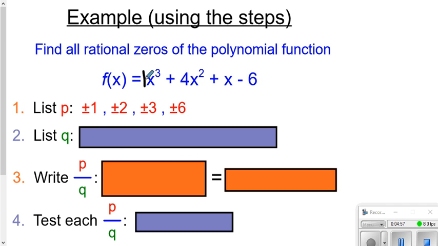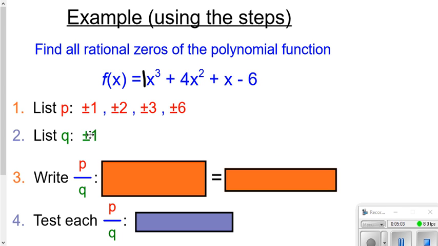Here's our integer 1. If we need the list of all of those possible factors, it's actually a rather short list. It's only positive and negative 1. Step 3, we're going to write all of the possible ratios, P over Q.